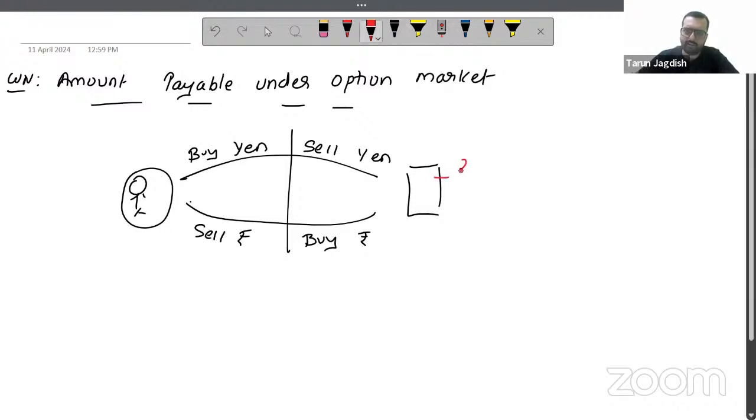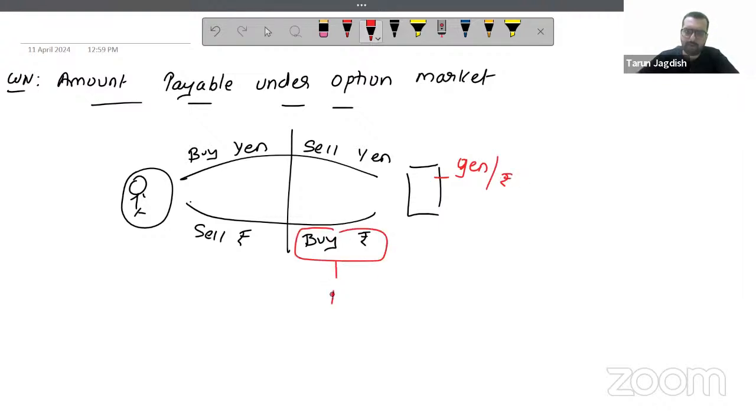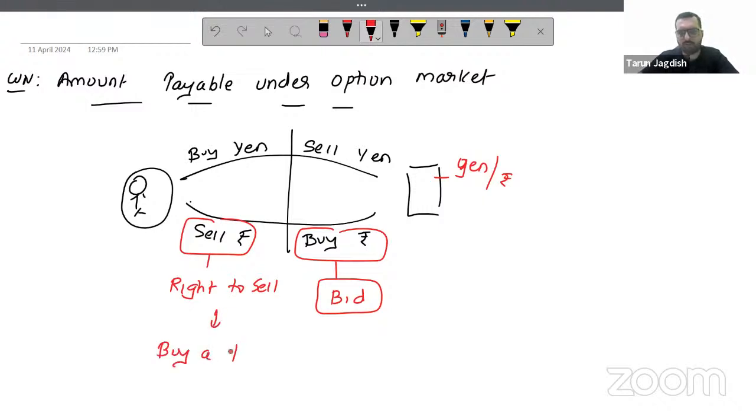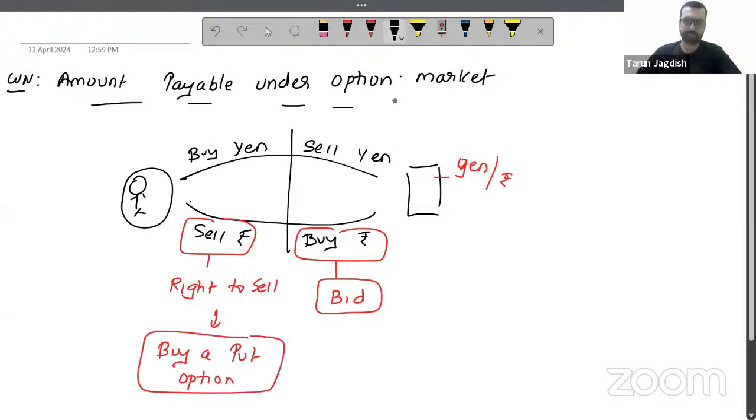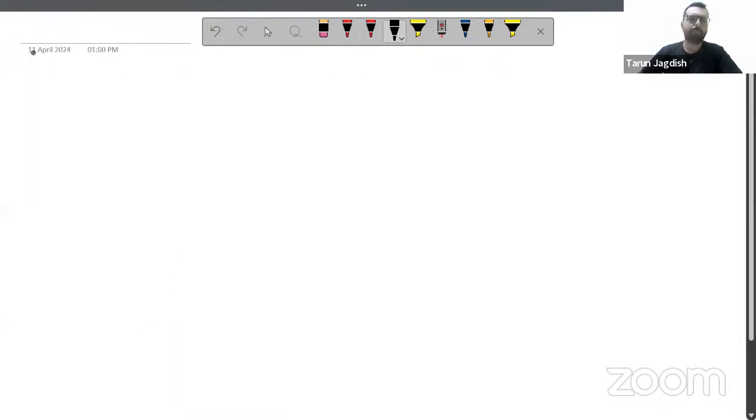So since the exchange rate is yen per rupee, buy rupee, that is why we took it as bid rate. Same way here it is sell rupee. So what do we need? We need a right to sell. So if that is the case, what are we supposed to do? We are supposed to buy a what option over here? Put option. Everybody clear with this part? Okay. Yes. So it's a put option.